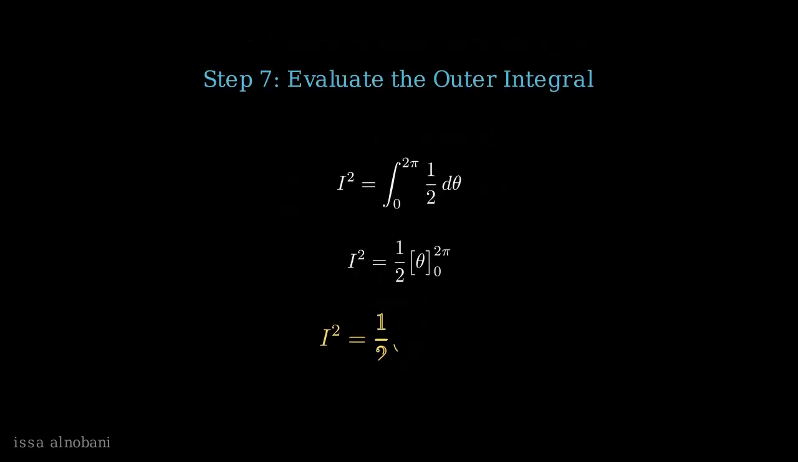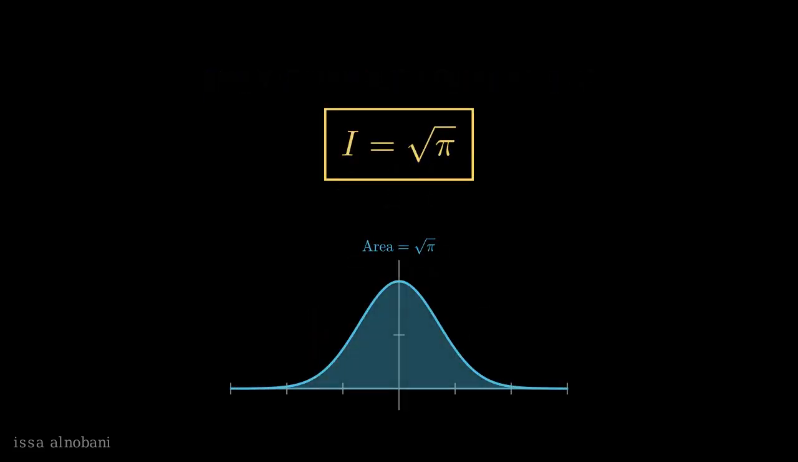Now the outer integral is simply 1/2, integrated with respect to theta, from 0 to 2 pi. This gives us 1/2 times 2 pi, which is pi. So I squared equals pi, and since I is positive, I equals the square root of pi. This is our famous final result.